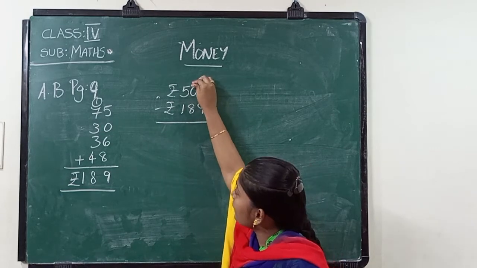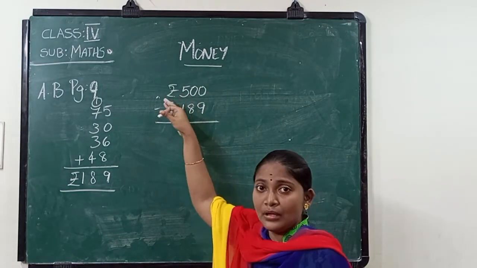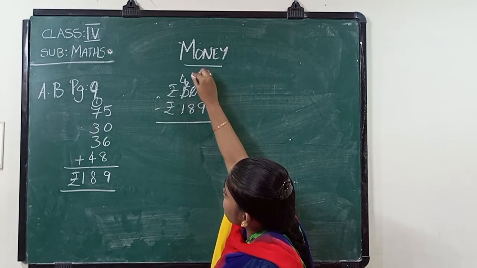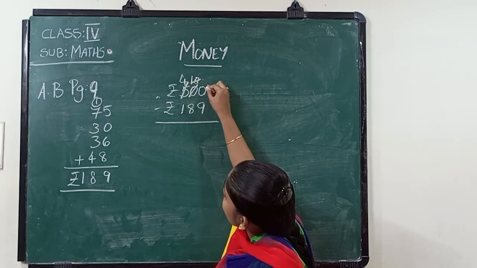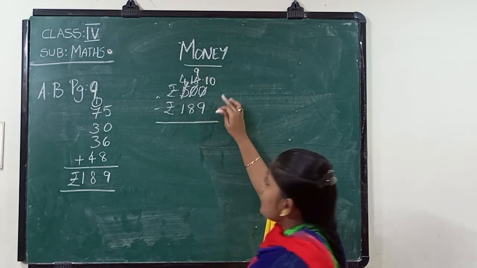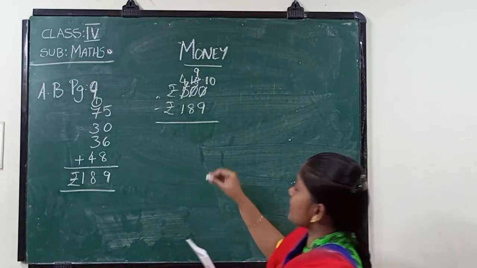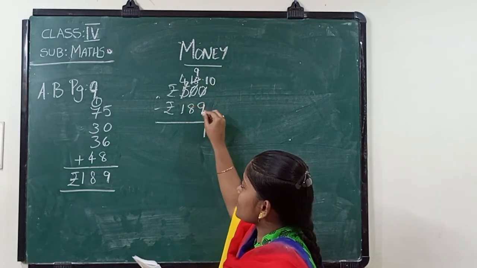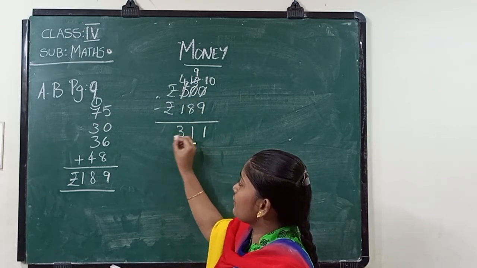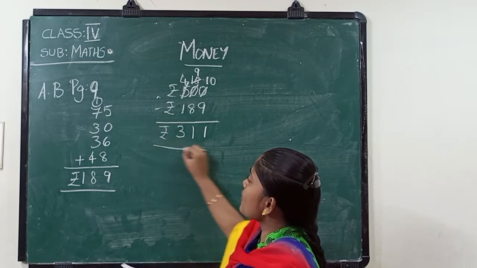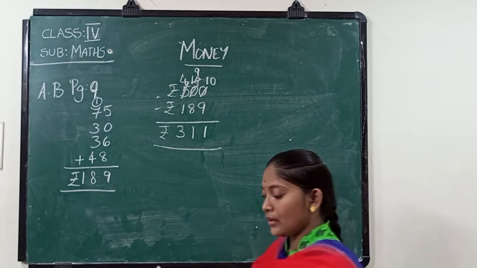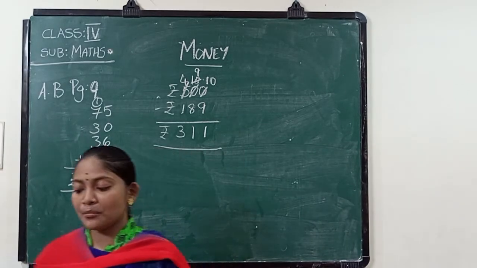Again here also 0, so we have to borrow from the 100's place. So 5 becomes 4. Here 0 becomes 10, and again he has to give a borrow. So 0 becomes 10 here and this 10 becomes 9. So 10 minus 9 is 1. 9 minus 8 is 1. 4 minus 1 is 3. So how much amount did he get back? Rupees 311.